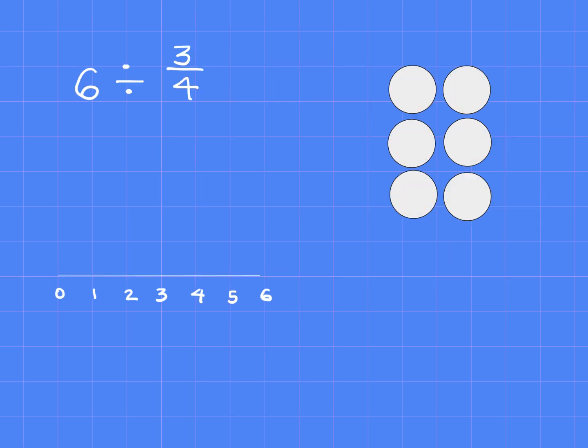Now, if we look at another example here, this value shows 6 wholes divided by 3/4. We'll start off with the number line again. So we've got 6 wholes, as you can see on our number line. 1, 2, 3, 4, 5, 6 wholes. And we're going to break them into 3/4. Remember, the denominator tells us how many we have to make a whole. That means we have 4 slices in each of our wholes, right? So we want to break them into 4 parts.